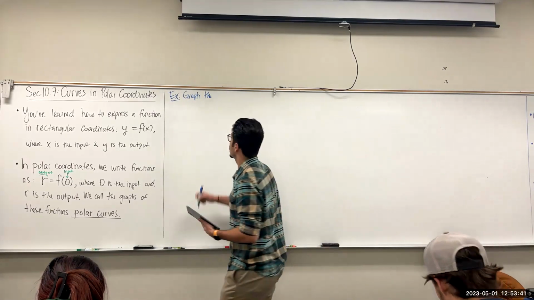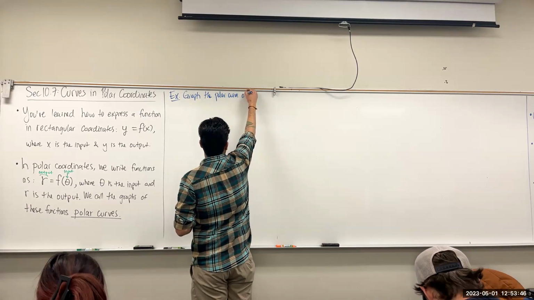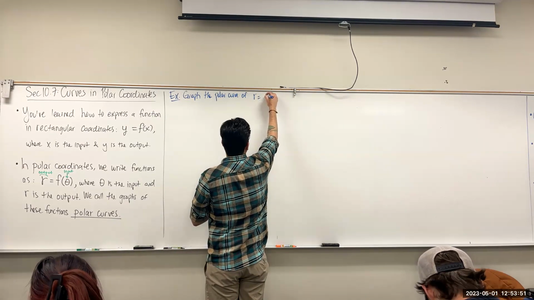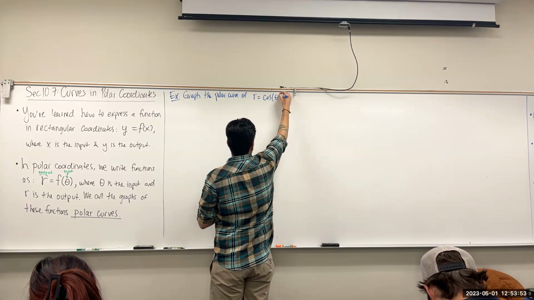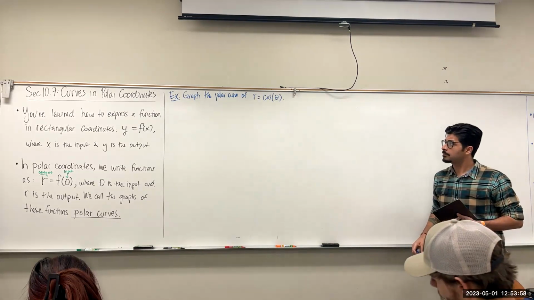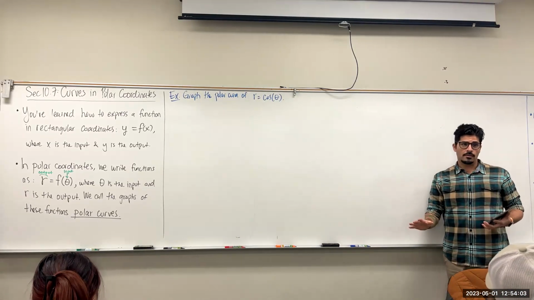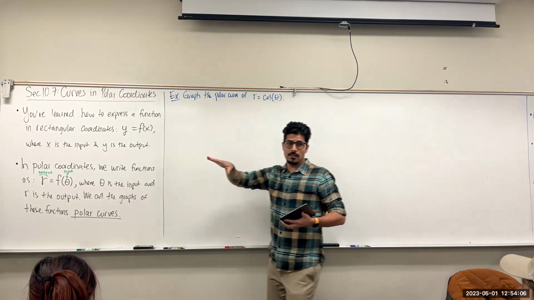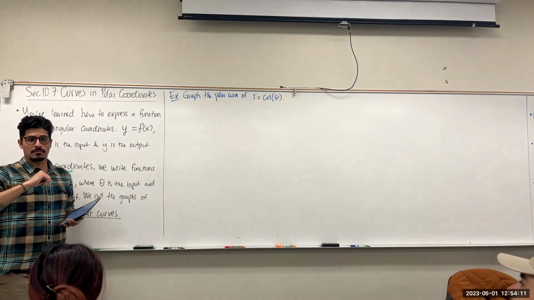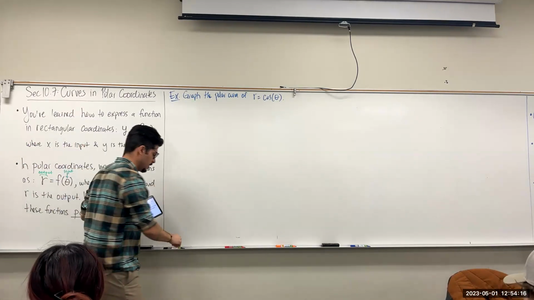So the homework will say, graph the polar curve of... and this time we're gonna do r equals cosine theta. Because we're doing this from the beginning, when you were first learning to graph points, what did you use? You made a little table, right? You plug in x values, and we're gonna do the same thing.